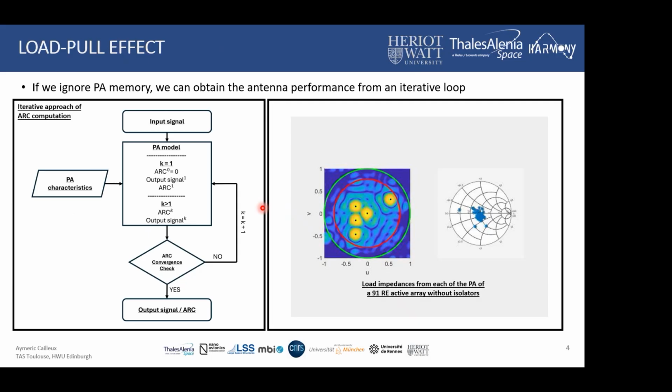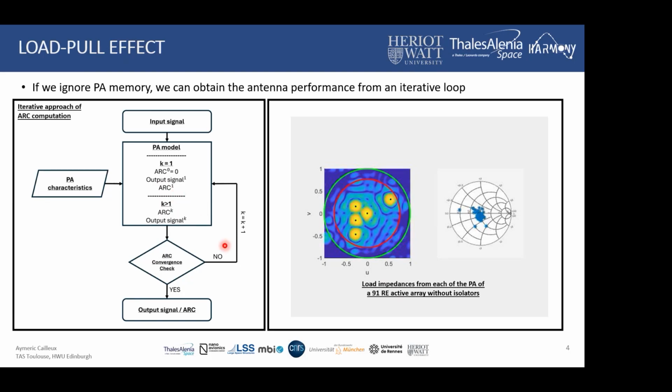As an example of load variation due to load pull effect, I will introduce a simple iterative loop approach, where basically when we have the input signal and the power amplifier characteristics, we're able to create a power amplifier model that will at first consider a matched power amplifier, then compute the output signal from it as a matched power amplifier. And with the mutual coupling from all the other neighbors, we'll be able to compute what we call active reflection coefficient, which is basically the load that is seen by the power amplifier.